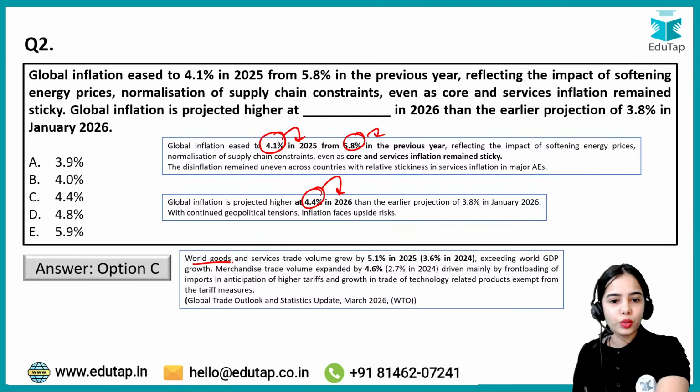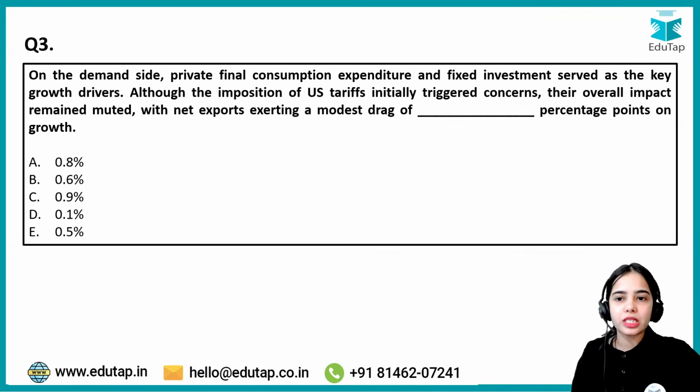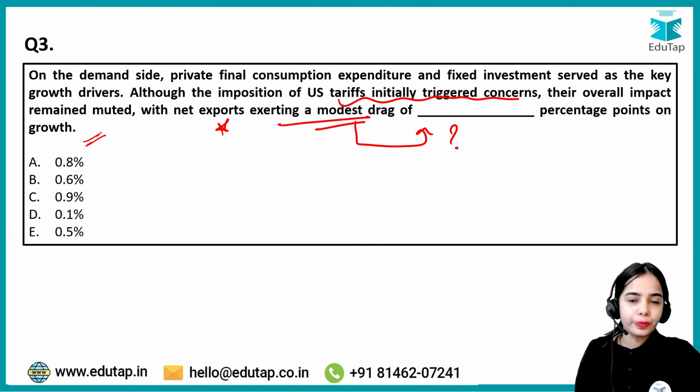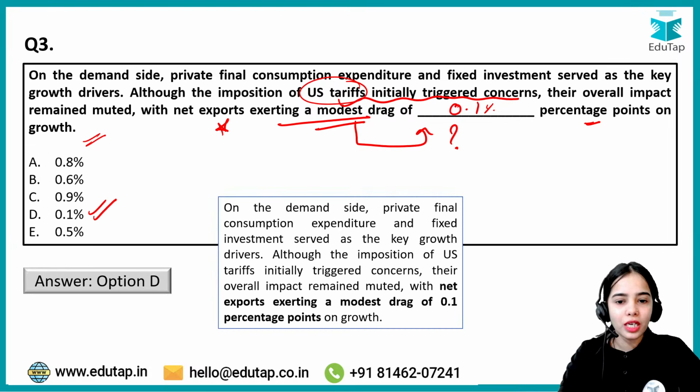Chalo. And the world goods and services trade volume grew by 5.1% in 2025. Now, on the demand side, private final consumption expenditure and fixed investment served as the key growth drivers, although the imposition of US tariffs initially triggered concerns. Their overall impact remained muted, with net exports exerting a modest drag of what percentage points on the growth. So, because of the US tariffs, the growth had a drag of what percentage point? 0.1%. Very good, very good. So see, you are able to remember many of the data points from the previous session also. So this is the idea.